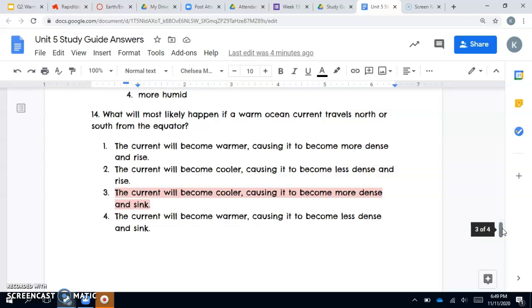14 says, what would most likely happen if a warm ocean current travels north or south from the equator? You guys answered this as a warm-up question a few days ago. So we know that if the currents are moving from the equator to the poles, it's going from where it's warmer to where it's colder. So the current itself will become colder as it loses that heat. And then we know that cold water is more dense and will sink. So it will become colder, become more dense, and sink. So the answer here is C.